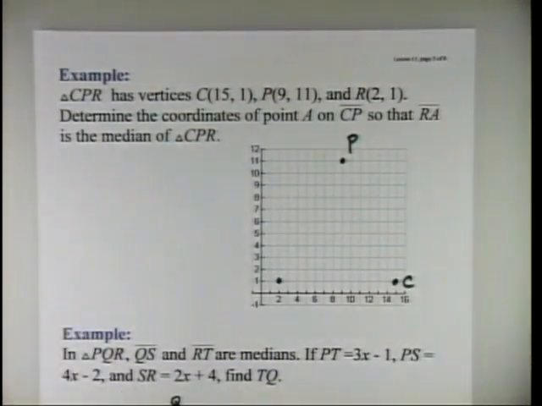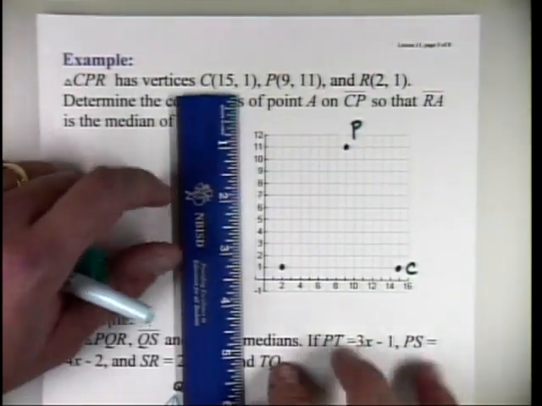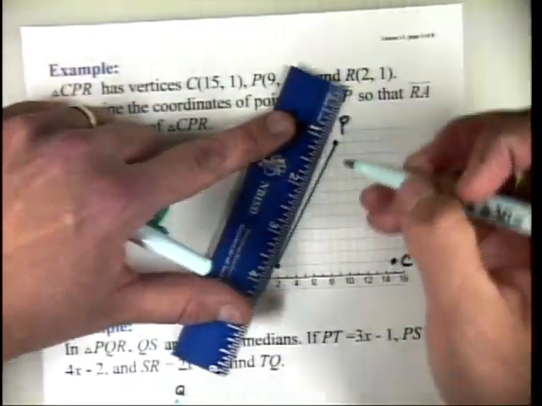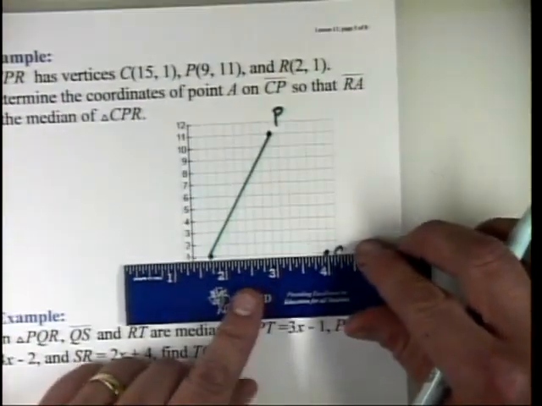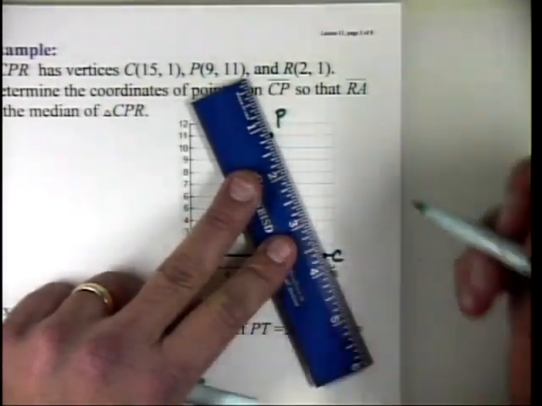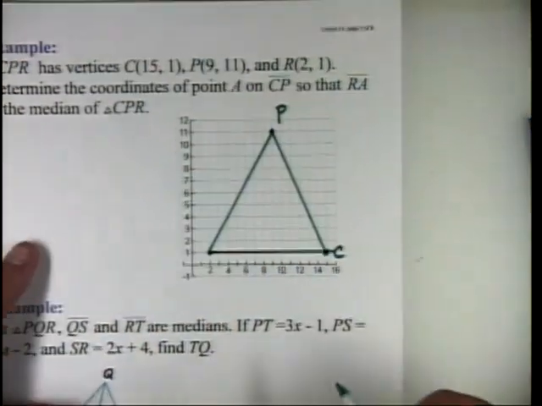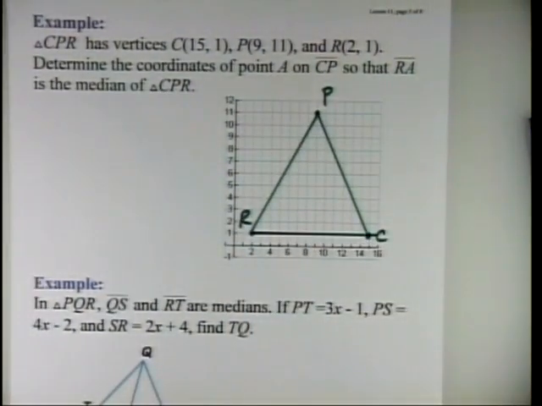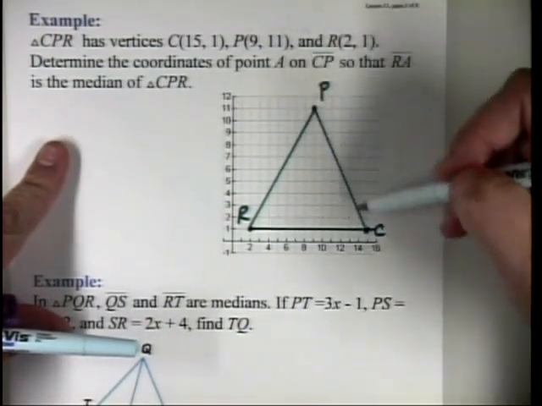So now if I take my handy-dandy New Braunfels Independent School District ruler and connect the dots here, I create a nice little triangle. And once I have the triangle, I can try to make a little bit better sense of what it is being asked of me. Okay, so there's my triangle. I better call this R. Now determine the coordinates of point A on segment CP. Here's segment CP. See, we have something to look at now.